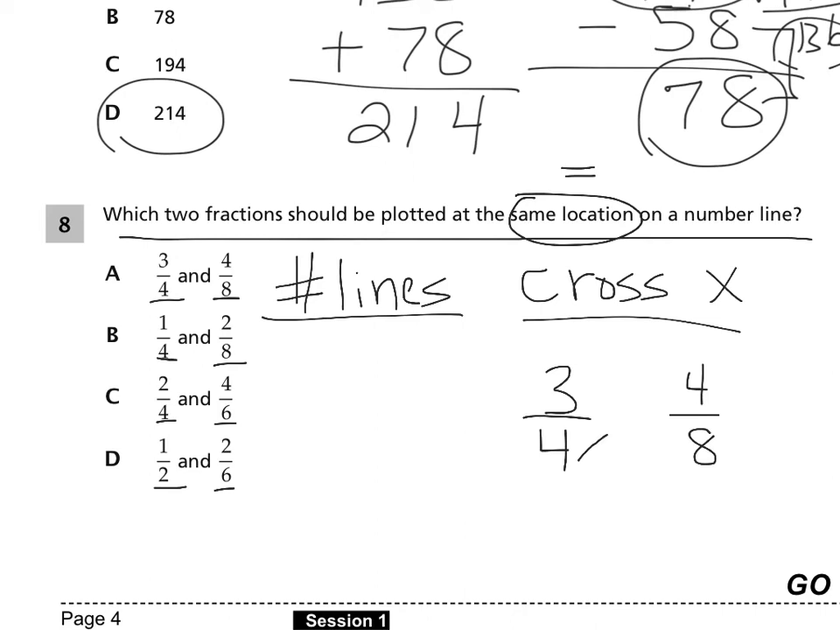So let's do our 4 times 4, which is 16, 8 times 3, which is 24. Those are not equal. 3/4 is greater. So I need to cross this one out. I'm going to use my eraser here. I'm going to do the next one. Let's check the next one.